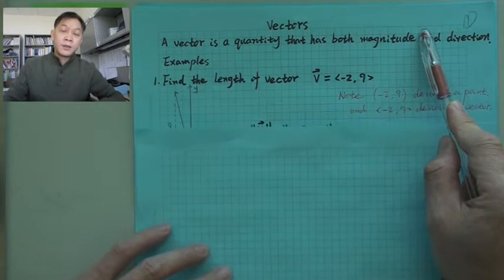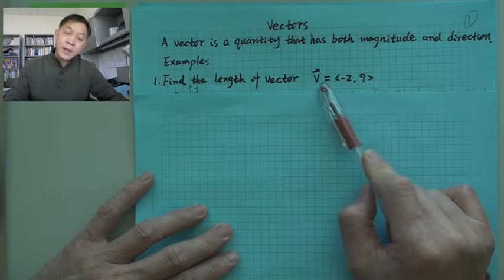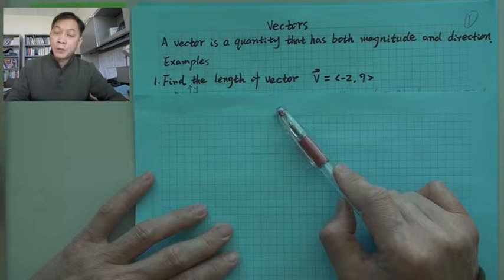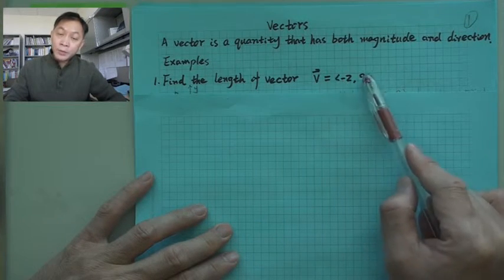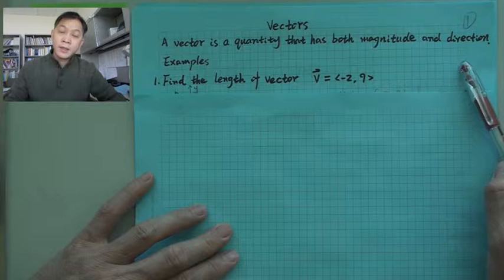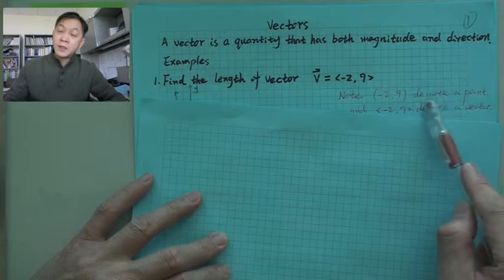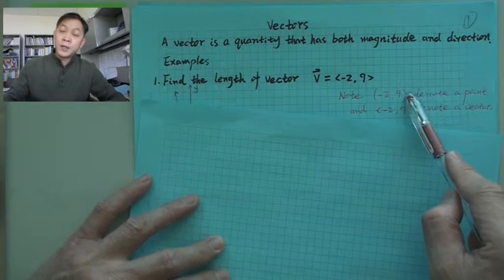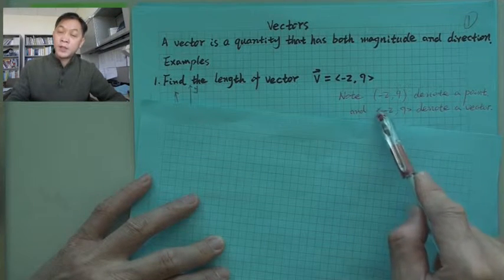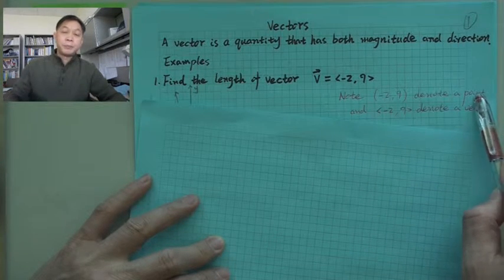Okay? Now, look at this one. Find the length of vector v. For a vector, you want to write an arrow on the top. And here it is not round brackets, it is a sharp bracket, okay, that shows it is a vector. If it is a round bracket, that denotes a point. So those two notations are different. This means a vector, -2, 9, with sharp brackets, and here the round bracket shows a point.